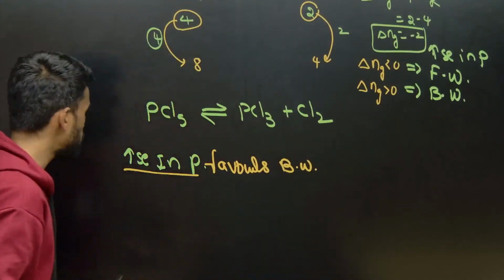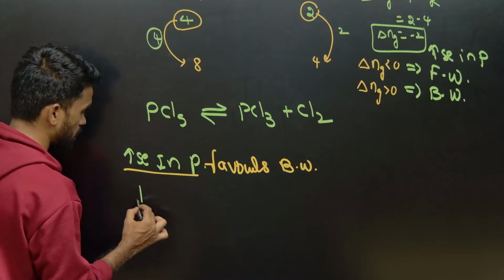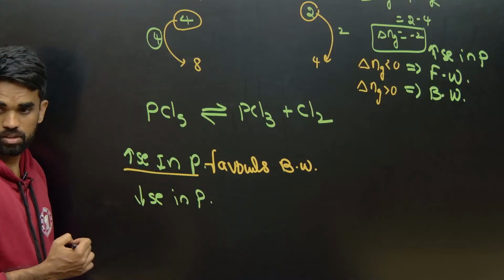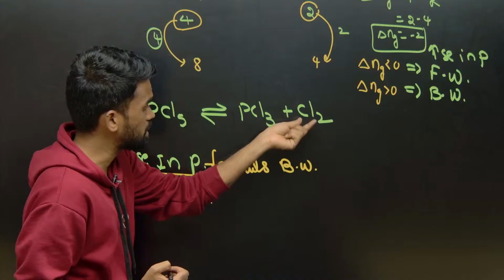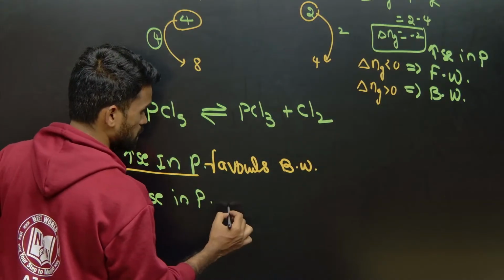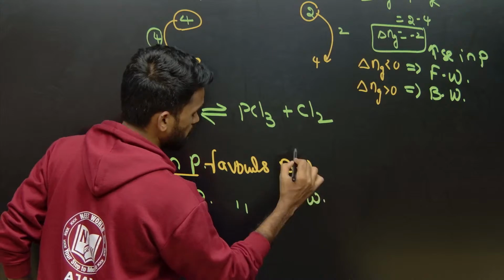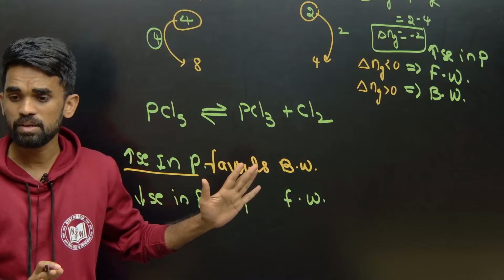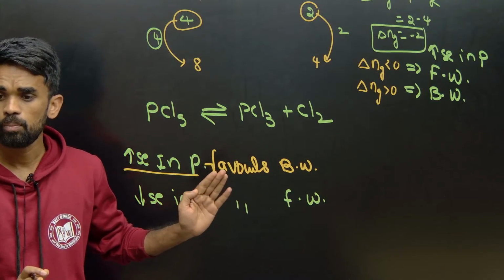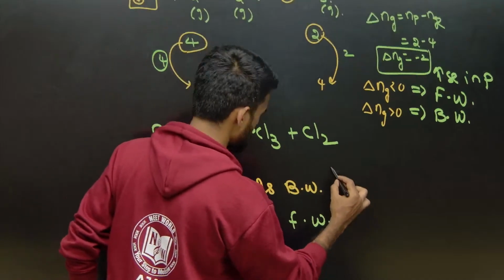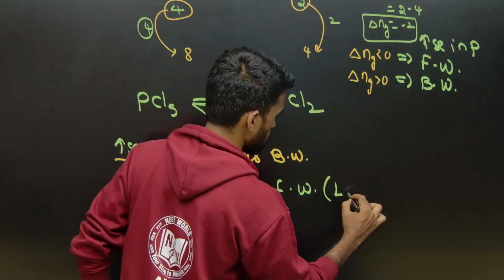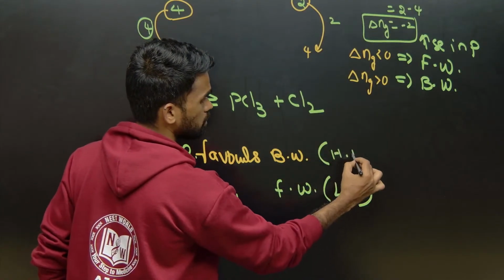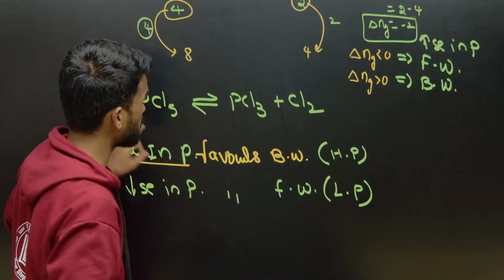If I ask about decrease in pressure in the same case, decrease in pressure favors forward because the increment in moles will be more here. It means for dissociation of PCl5, which is the best condition? Low pressure. So low pressure favors forward, whereas high pressure favors backward.